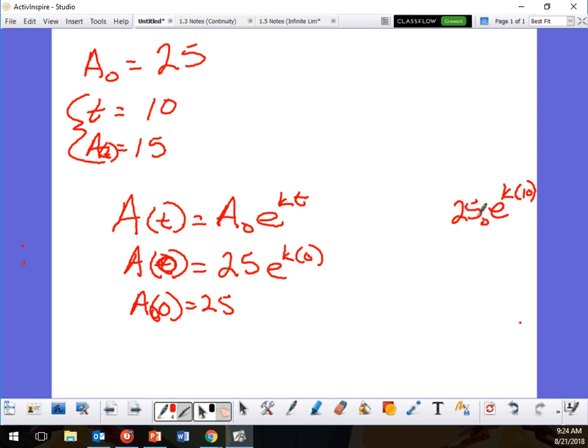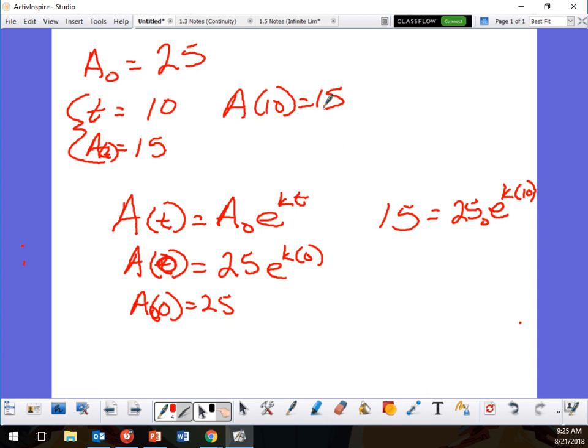25 is initial, right? And 15 is my A of 10. There you go. I'm not very good at chemistry, so that's why I always put these in the wrong place. All right, so my initial amount, A sub naught, 25, that was my first, right? Initial, here's here, time, I come out with here.